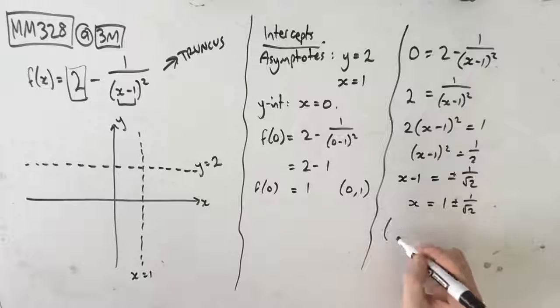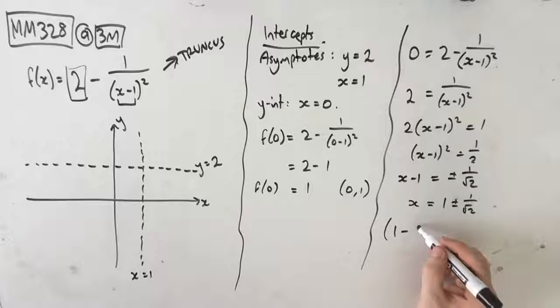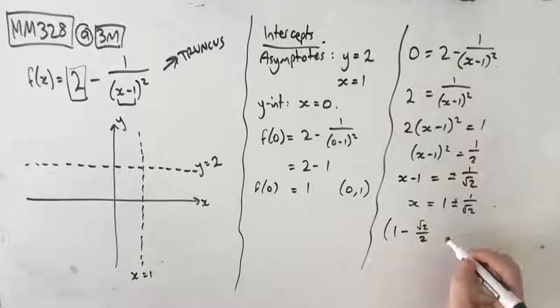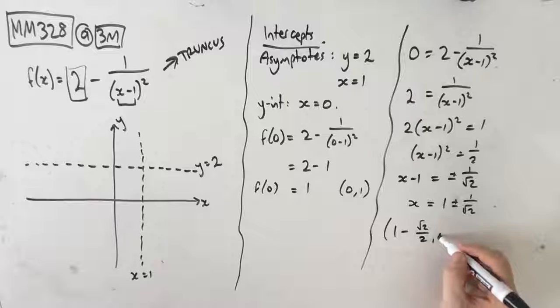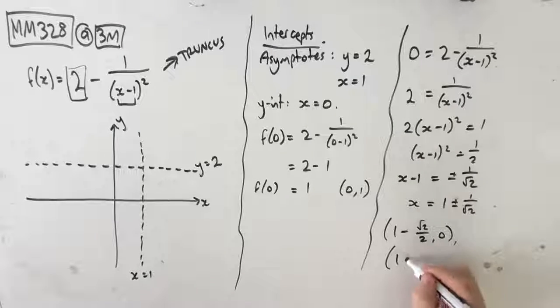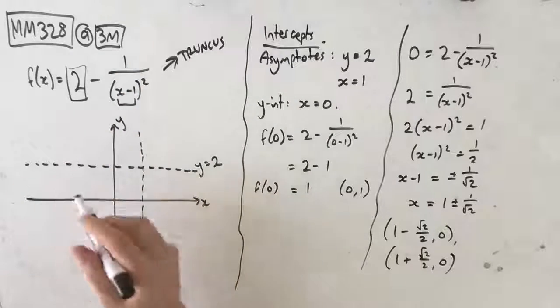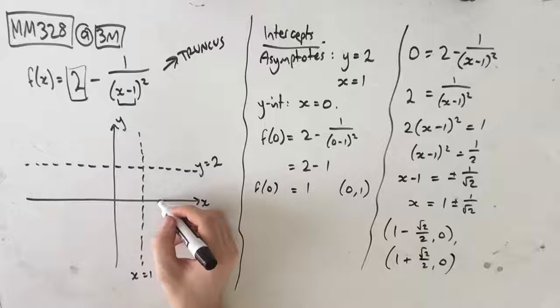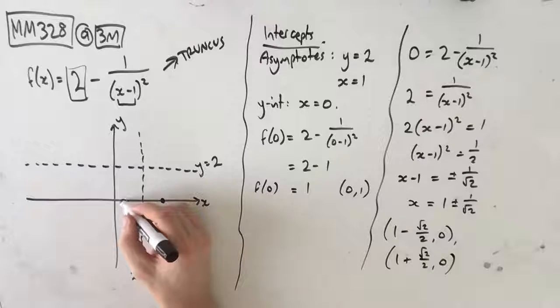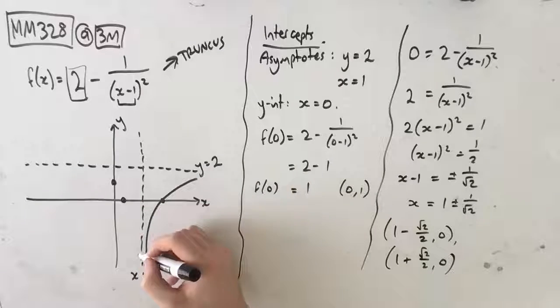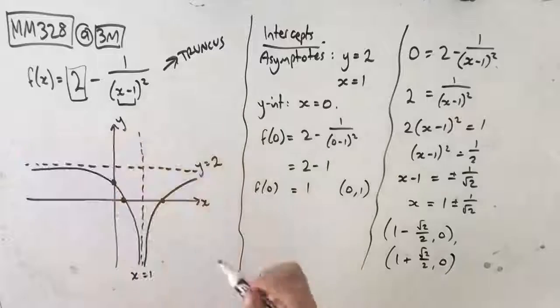So our intercepts are 1 minus 1 on root 2, which is the same as root 2 over 2 if you rationalize the denominator. So 1 take root 2 on 2, 0, and then 1 plus root 2 on 2, 0. And because we don't have our calculator, we need to leave these in exact form. And this is a negative truncus, which means it's going to be coming up like this. So that means that our asymptotes are going to be somewhere like this. 0, 1 is there. So something like this.